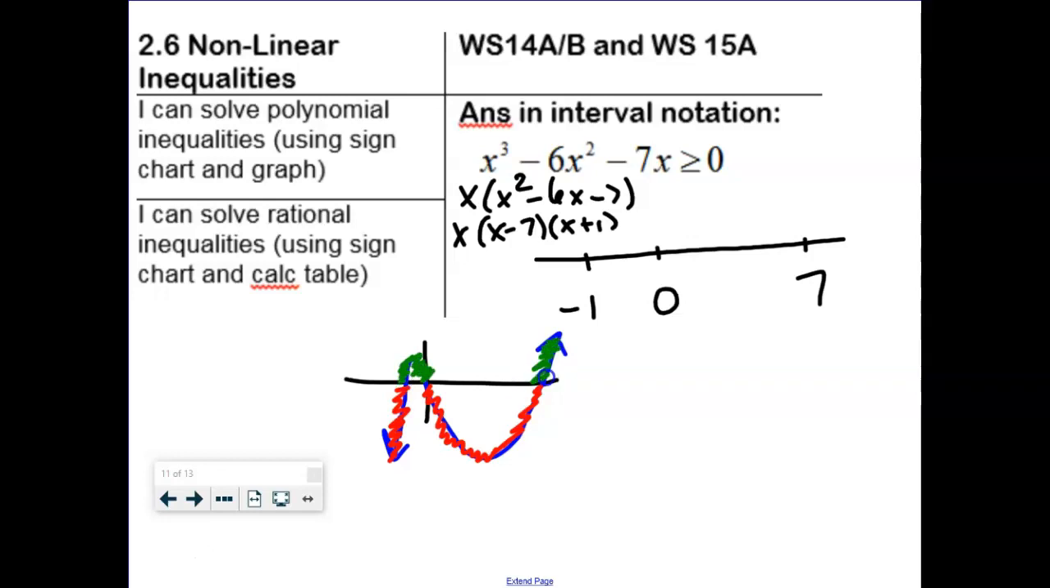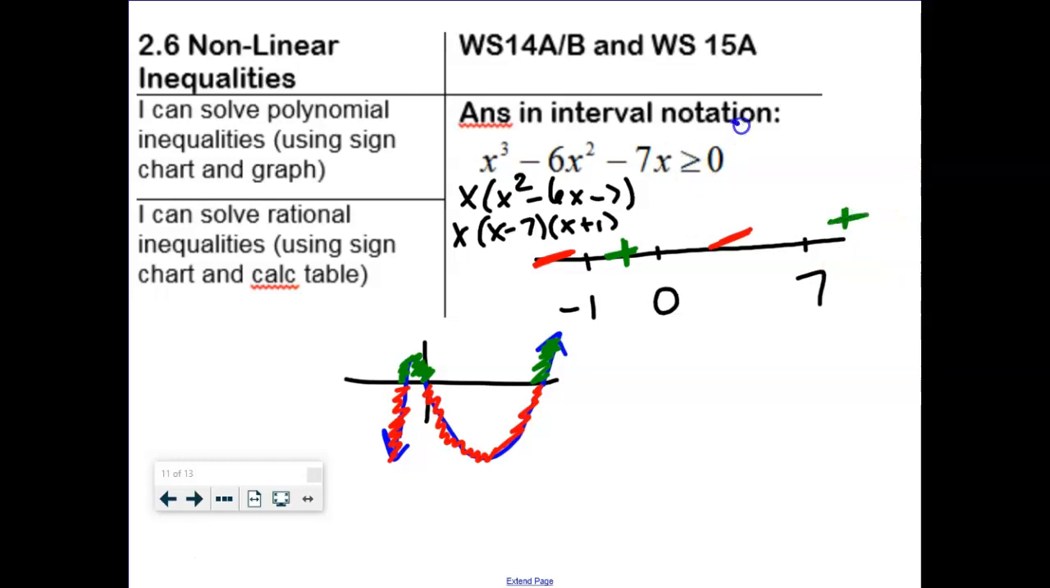And for those of you who are so good at domain intervals, like you got it right now, you know exactly where the answer is, that's awesome. Some of us aren't there yet. So what we're going to do is transfer this over to the sign chart here. Before the -1, it was negative. Between -1 and 0, it was positive. Between 0 and 7, it was negative. And then 7 and beyond, it was positive.